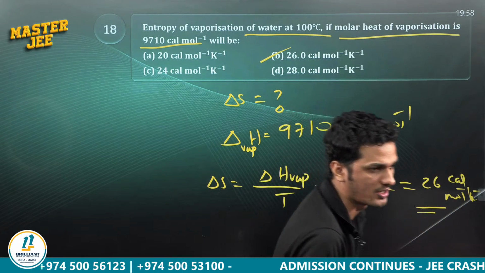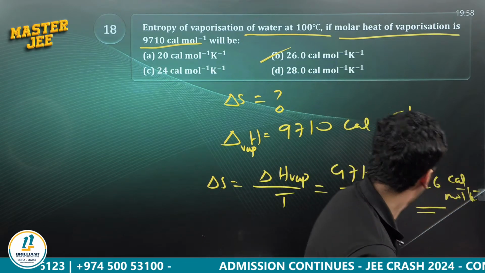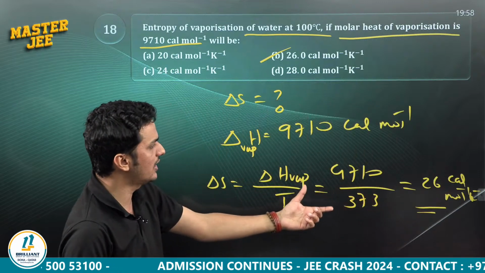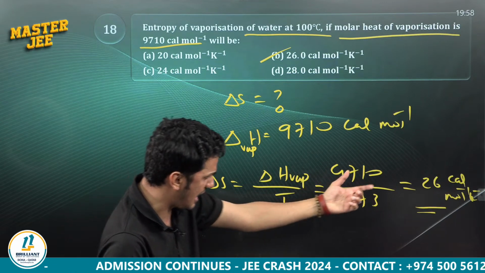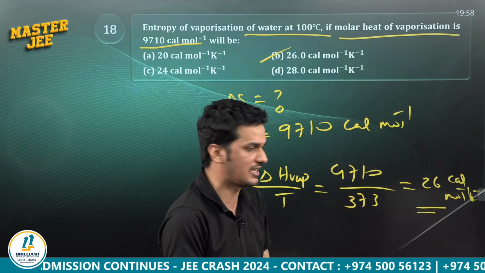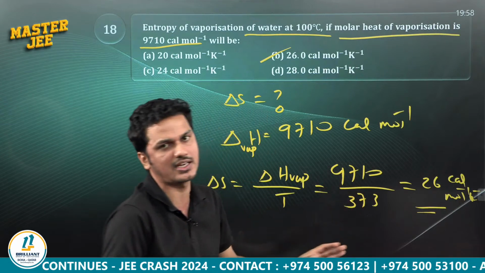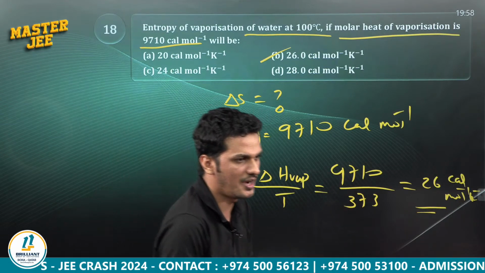All of you getting or not? Anushka, yeah, 26 calorie Kelvin inverse mole inverse. 9710 divided by 373. That's it. Are you getting it?